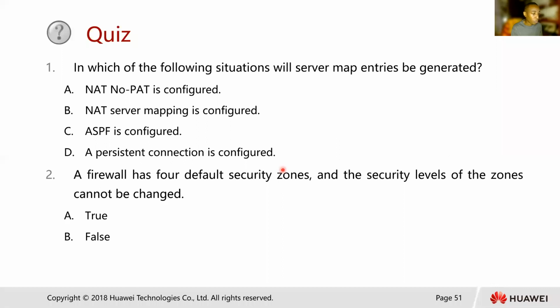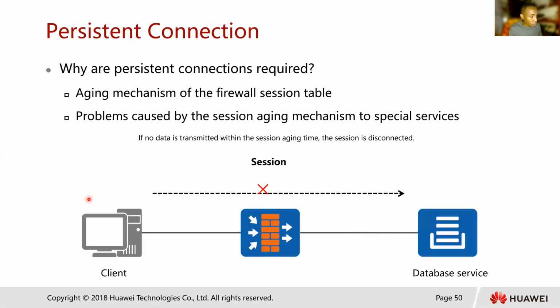Remember, you have been told the keyword, don't forget, don't jump. Situations. You can see there's a clue somewhere here. Which of the following situations? Yes, you can see some of you already checked on it, maybe. So there are 3 of them, right? Apart from the persistent connection. So server map entries are not generated when persistent connections are being configured, because a persistent connection will not really require a server map.